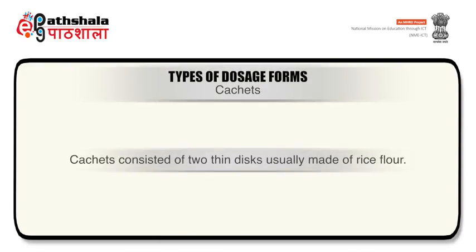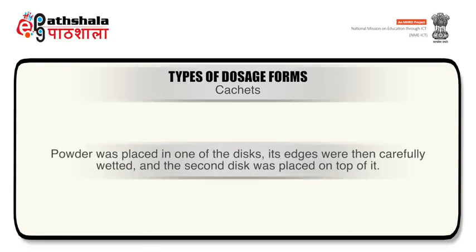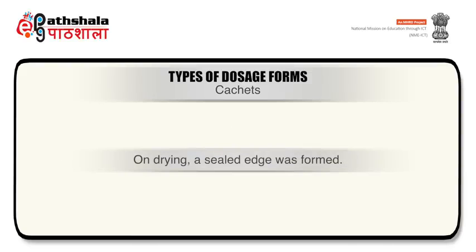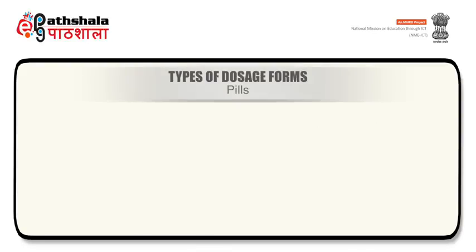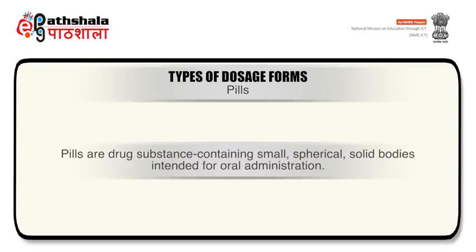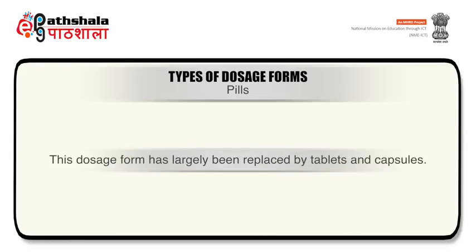Cachets. Cachets consisted of two thin discs, usually of rice flour. Powder was placed in one of the discs. It was then carefully wetted and the second disc was placed on top of it. On drying, a sealed edge was formed. They were used before gelatin capsule shells came into existence. Pills. Pills are small, solid bodies containing drug substance, intended for oral administration. This form has largely been replaced by tablets and capsules.